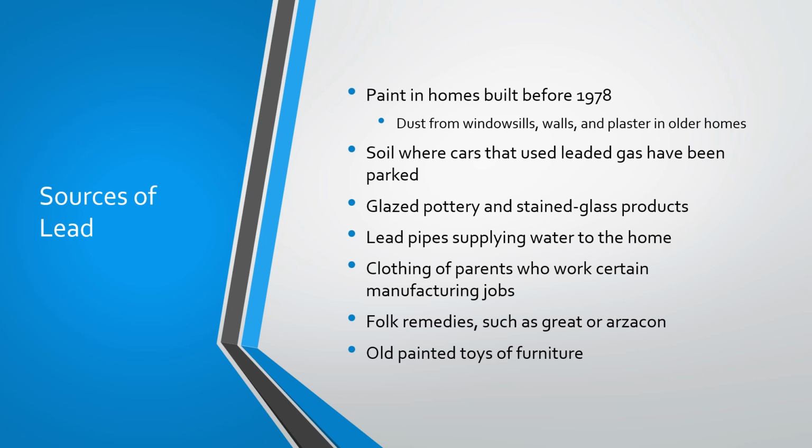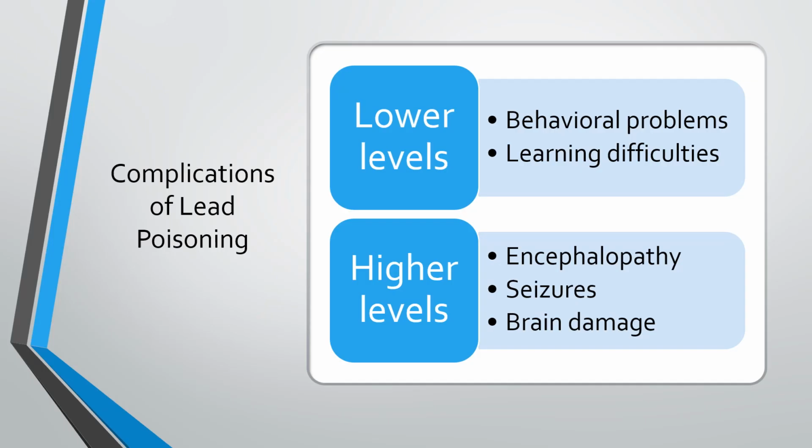Glazed pottery, lead pipes. If a parent works at a manufacturing job, they can get lead on their clothing. So we always recommend taking that as a health history, right? Maybe changing their clothes before they come in and see their kiddos. Folk remedies such as arzagon, and then old painted toys or furniture. These are all just sources where our kiddos can pick up lead. Some common symptoms of acute lead poisoning can include anorexia, nausea, vomiting, abdominal pain, and constipation.